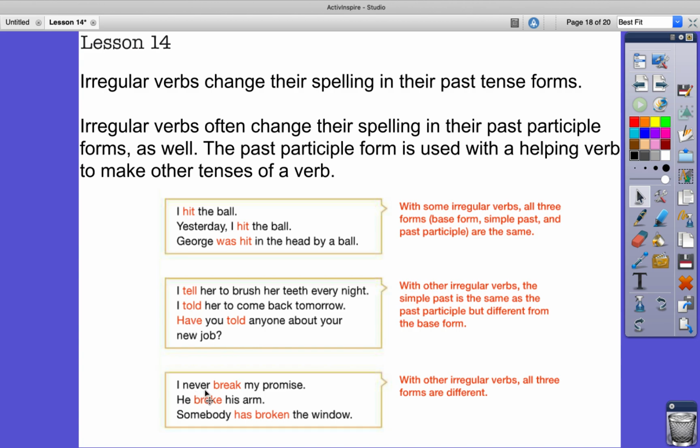Next, I never break my promise. He broke his arm. Somebody has broken the window. With other irregular verbs, all three forms are different.